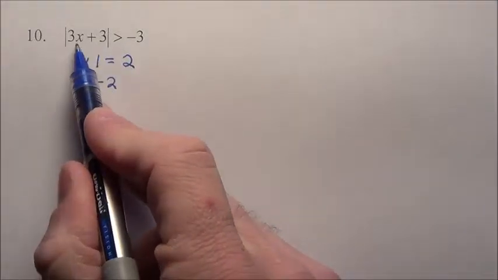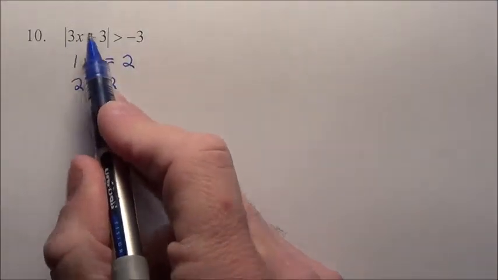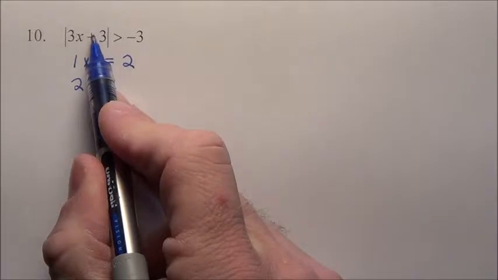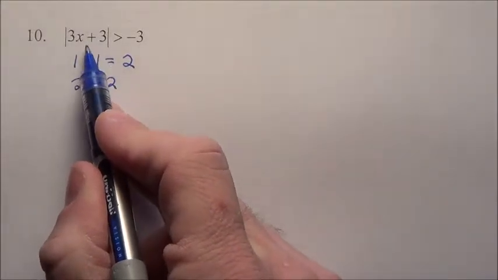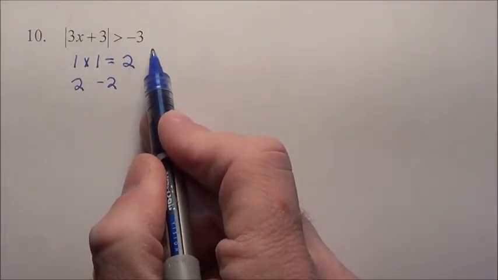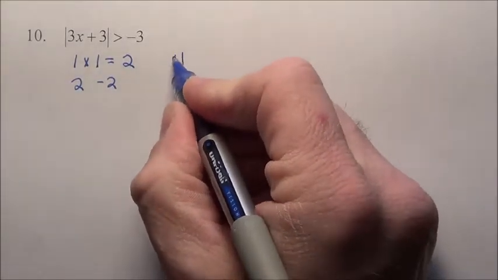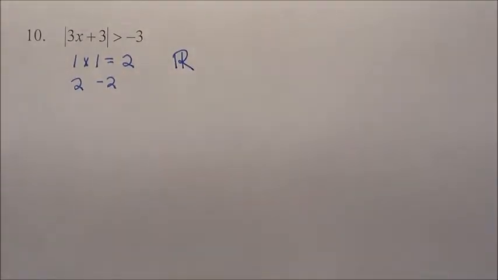Because every time, no matter what I plug into this x, once I take the absolute value of it, I'm going to get a positive number here. Every positive number is bigger than negative 3. So in this situation, all real numbers is the solution.